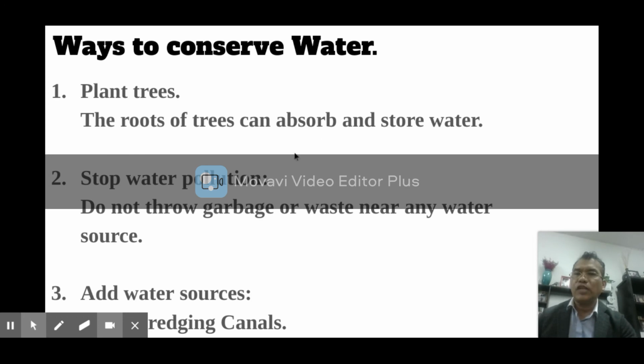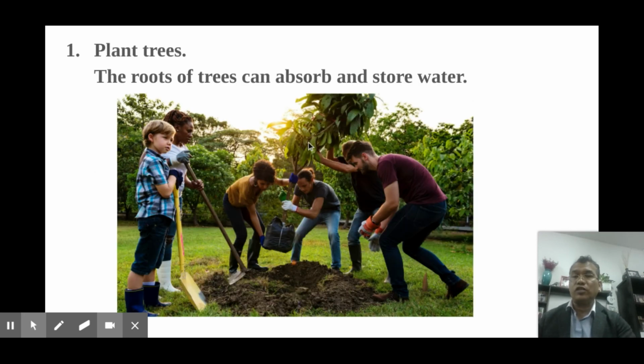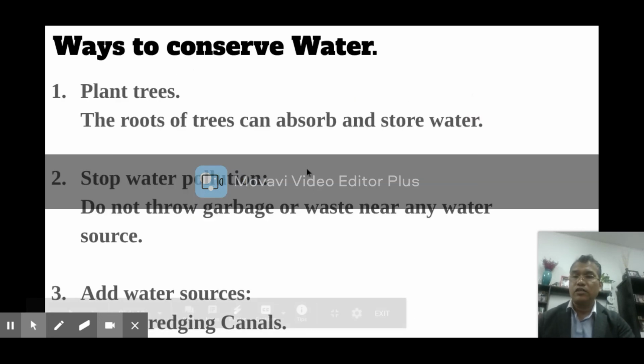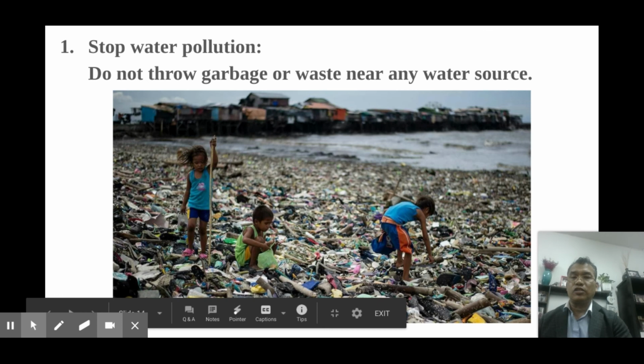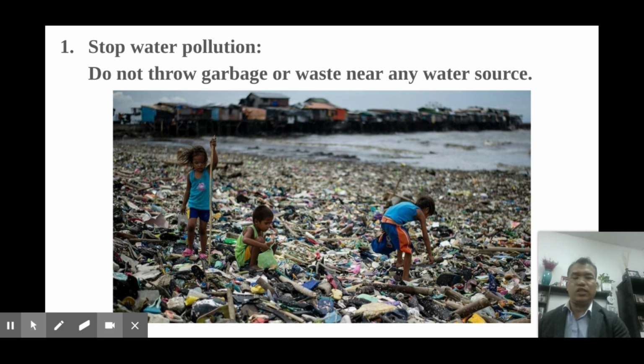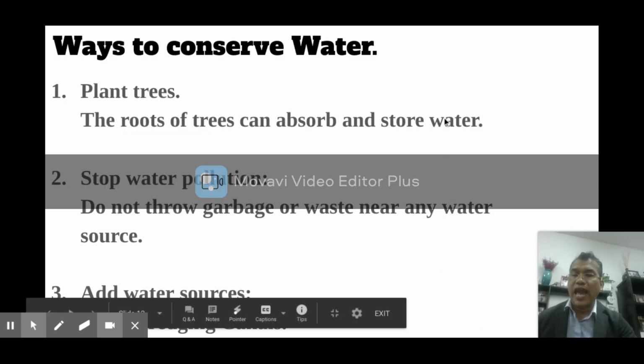Now, the next one is ways to conserve water. How do we conserve water? Okay, the first point is plant trees, because the roots of trees absorb water and store water. Yeah, these people are planting trees. That's one way. And then the second is stop water pollution. That means do not throw garbage or waste near any water source. It spoils the water and it pollutes the water and it's a waste.